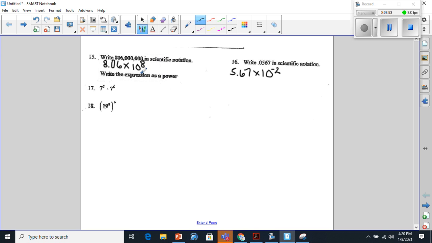Now it says here, write the expression as a power. So they're wanting us to write this expression as a power. Well, we know that when we're multiplying the same base and we have exponents there, we're allowed to add the exponents. And 5 plus 6 is 11. So this would equal 7 to the 11th power. But when we are multiplying exponent to exponent, that's different. That means we're allowed to go ahead and multiply these together. 8 times 6 is 48. So this would be 19 to the 48th power.